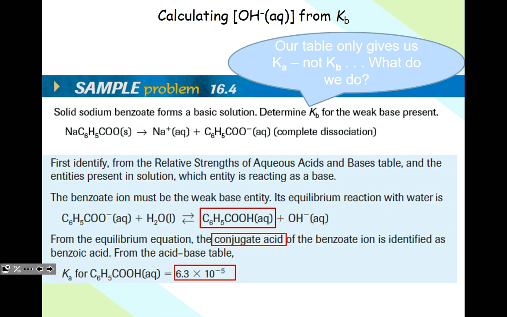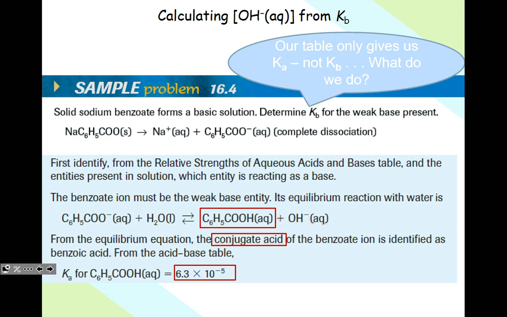Calculating hydroxide ion concentration from Kb. Solid sodium benzoate forms a basic solution. Determine the Kb for the weak base present. Okay, our table only gives us Ka, not Kb. What do we do? Well, I'll show you. Not a big deal.